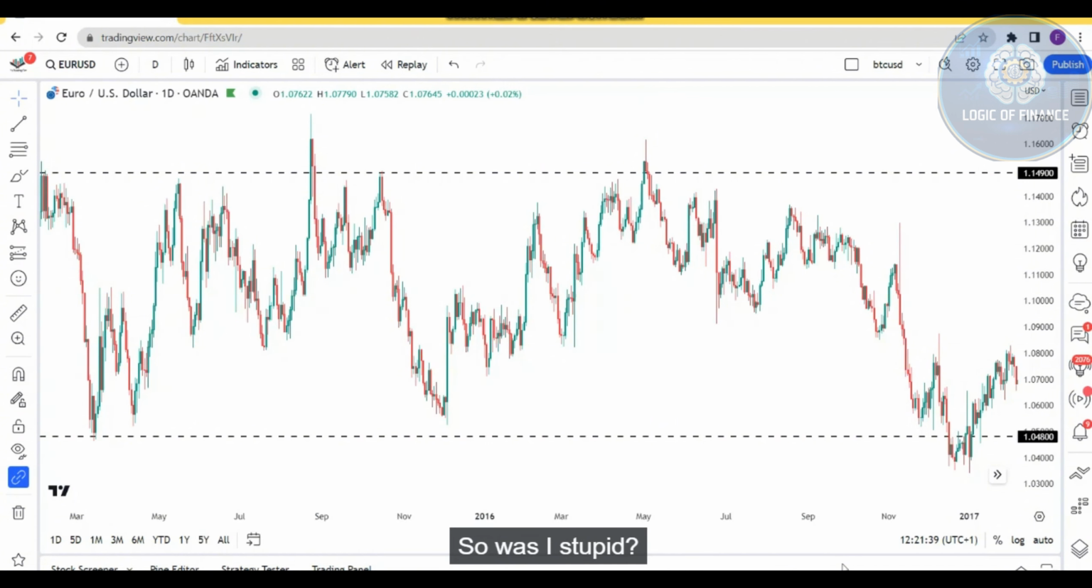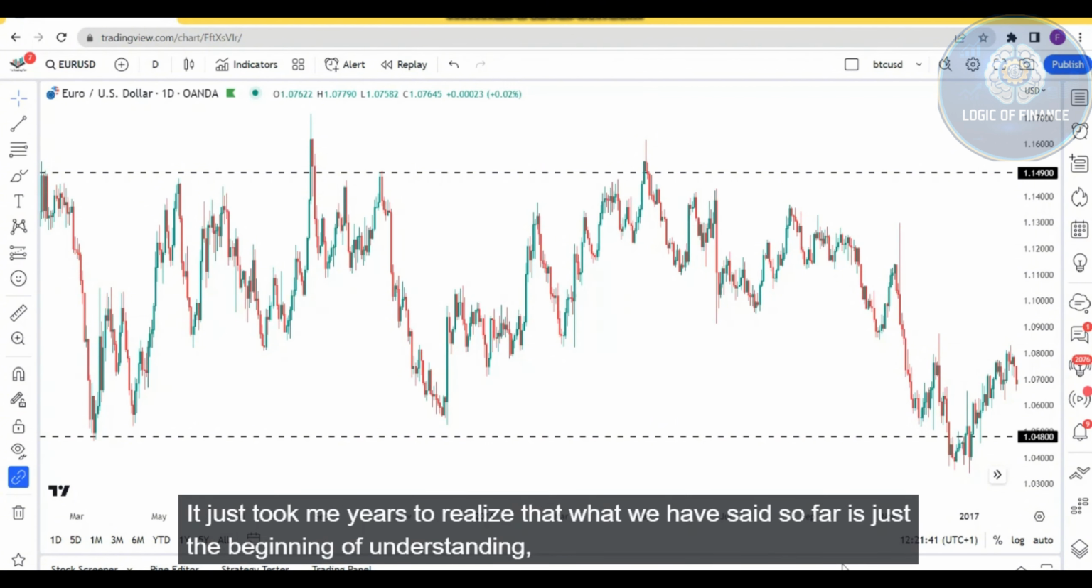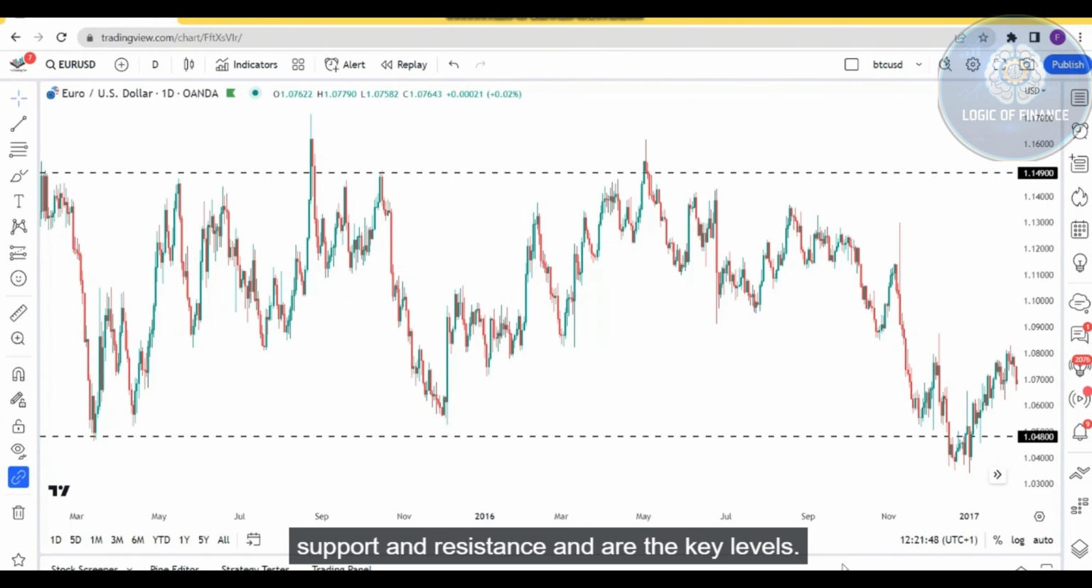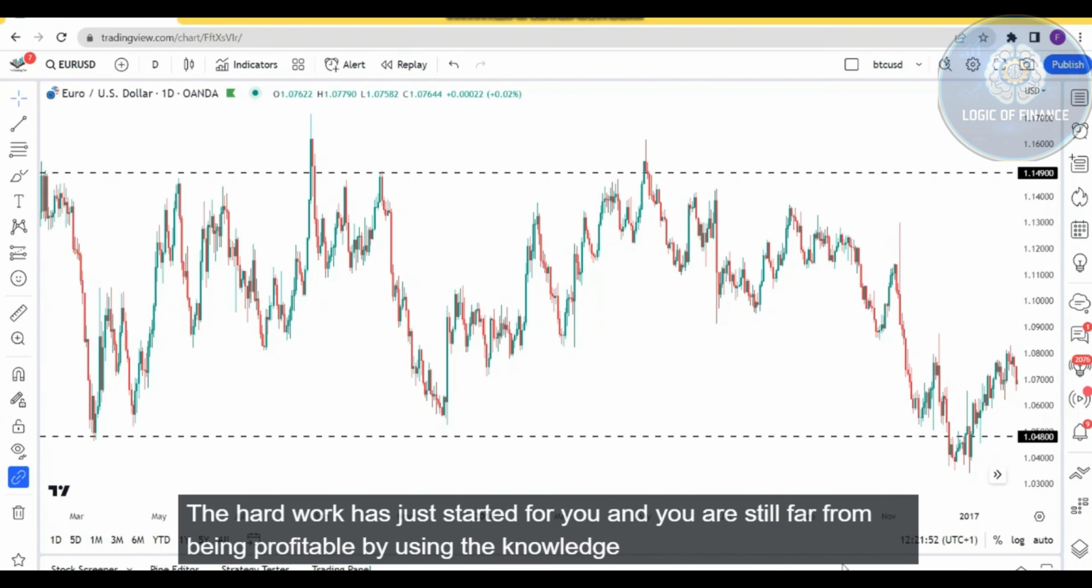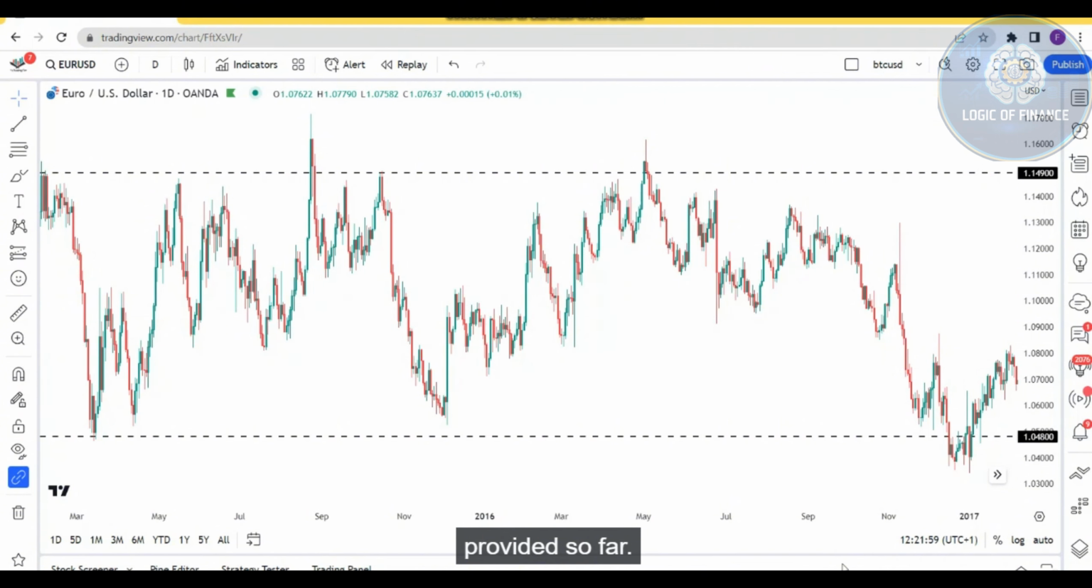So was I stupid? No, it just took me years to realize that what we have said so far is just the beginning of understanding support and resistance and other key levels. The hard work has just started for you, and you are still far from being profitable by using the knowledge provided so far. Why is that?